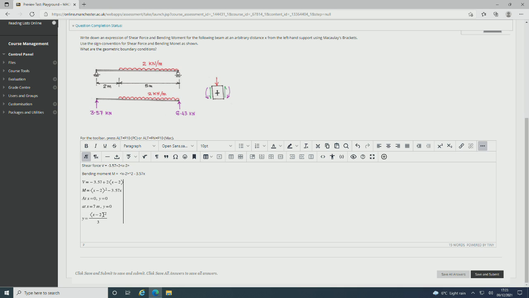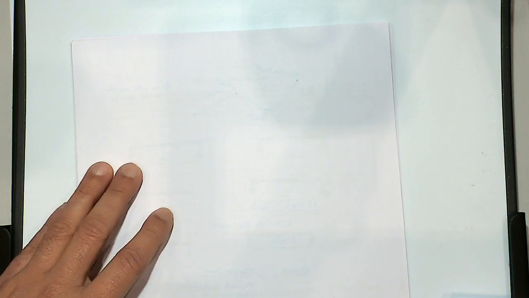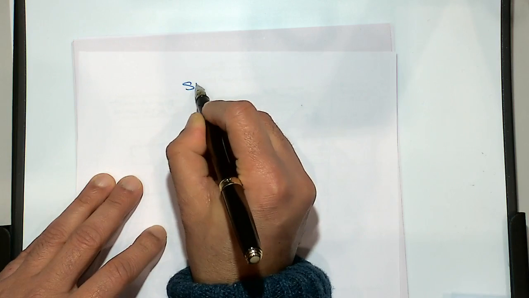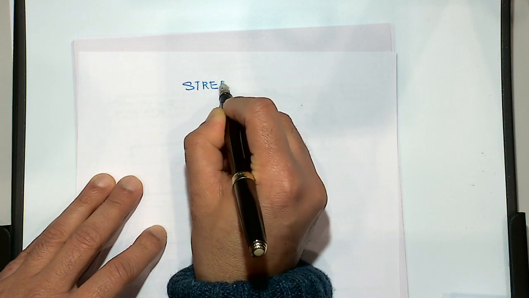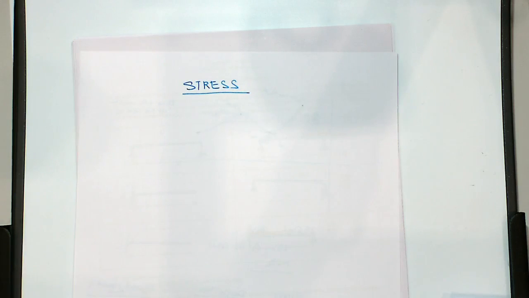Let me bring that to me. Okay, so stress. So this is what you need to know for tomorrow and for the rest of your structural engineering career. Okay? So let me use my colored pencil, so that is better.